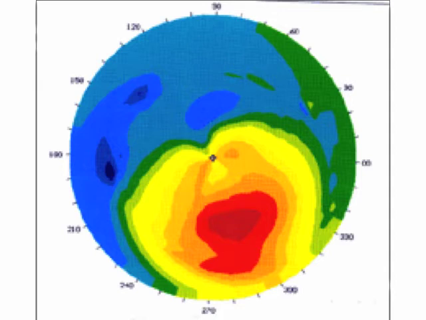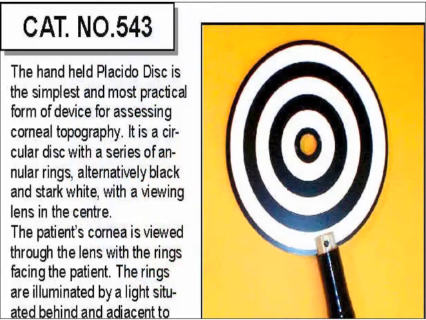describe this cornea. By the way, what pathology does this cornea have? If I tell you that red means steep and that blue means flat, what is it that this cornea has? Speak up. That's exactly right. This is a patient with keratoconus. Okay. This is a Placido disc.